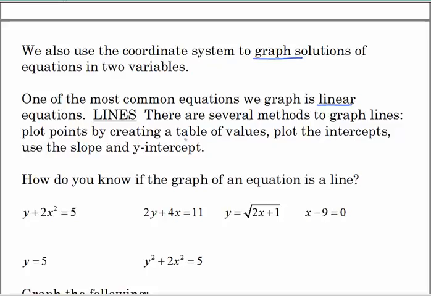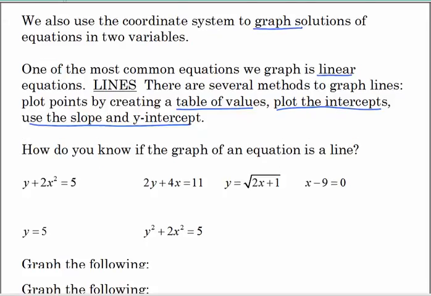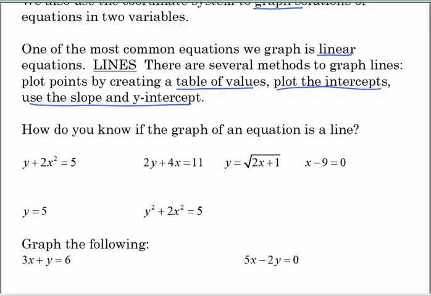You've learned how to create a table of values, possibly called a T-chart in high school. We're going to look at intercepts, but usually the most popular way is the slope and the y-intercept. Most of my students remember y equals mx plus b from high school, and we are going to discuss that. But first of all, how are you going to know if the graph is going to be a line? Before you start out, that's a big part of algebra, is to look at an equation and say, I know what that's going to make on a graph.